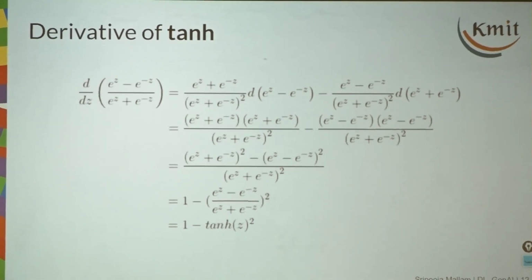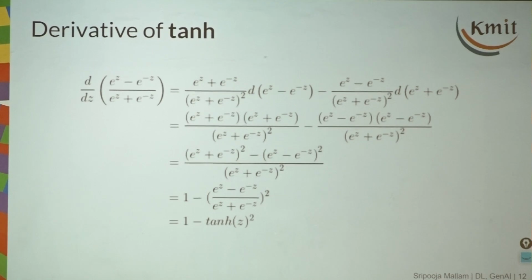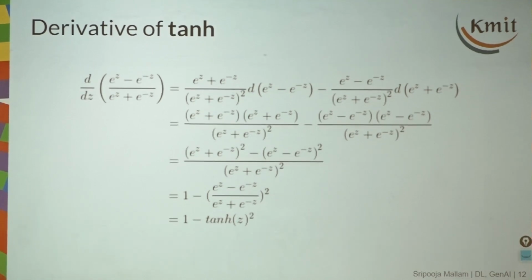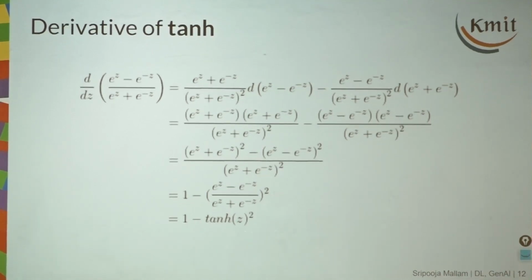And when you do the math completely, the derivative of a tanh function turns out to be 1 minus tanh square, right? So this is simple. And again, tanh has two different ways of representation. If you search on Wikipedia, you'll find it, or any other website also you will find it.